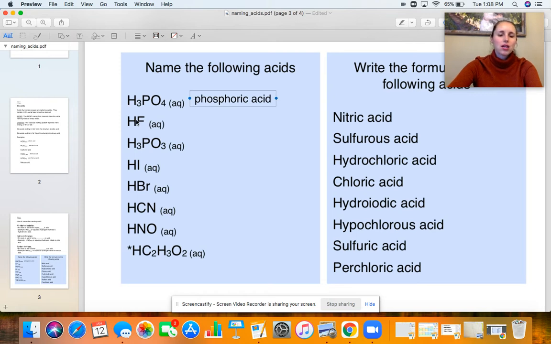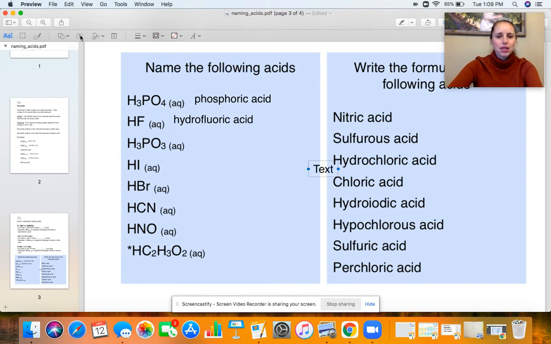Now I'm going to take a look at this next one. This next one has no oxygen. That means it's an example of a binary acid. Since it's a binary acid, it's going to have that hydro in front, and we're going to follow that hydro by the root. In this case, the root is fluorine, so fluoro. And we always have that "ic" ending along with acid. So we would call this one hydrofluoric acid.